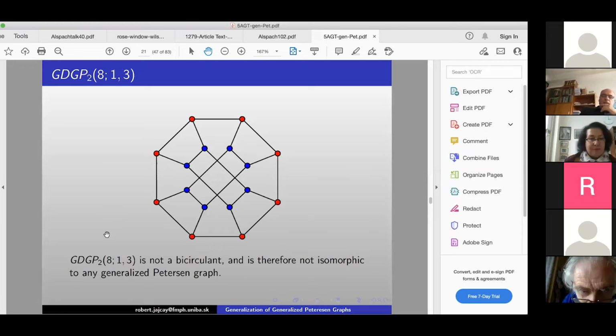It's not a bicirculant, which is very easy to see. You don't have an automorphism that takes, well, you have one that preserves this, but it's not a complete automorphism. So it's not a bicirculant, and therefore it's not a generalized Petersen graph. Obviously, this family includes the generalized Petersen graphs. So we have a genuine generalization, which contains graphs which are not generalized Petersen graphs and are still nice. So this is why we are interested in the family.